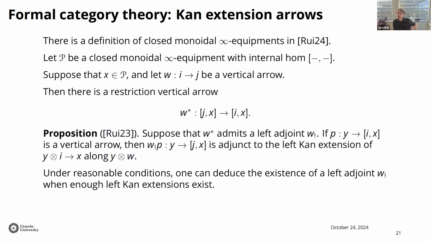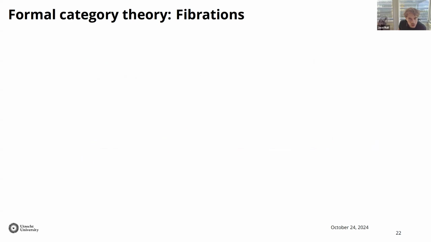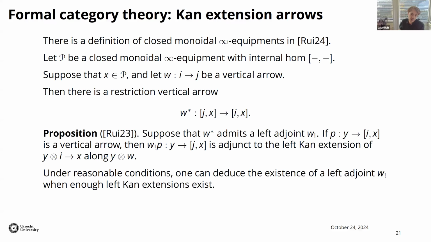There's also some converse thing that you can do, and under reasonable conditions, you can really deduce the existence of a left adjoint W shriek if enough left Kan extensions exist. This is perhaps very familiar from category theory. But the same holds true, I mean, you can do the same tricks inside any infinity equipment which comes with this monoidal structure. All right, so this is what I want to say about weighted colimits and Kan extensions.